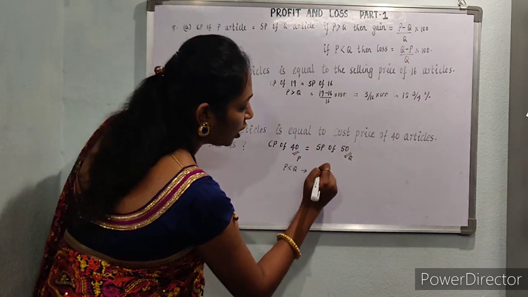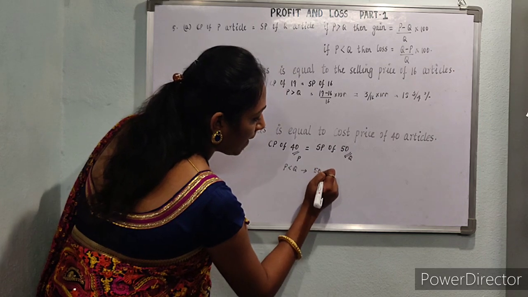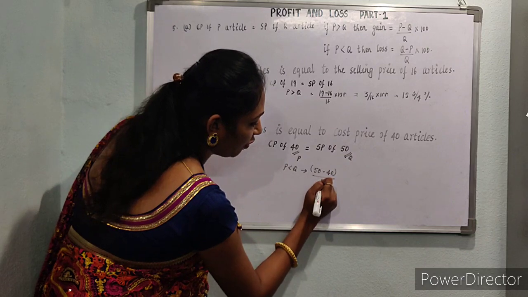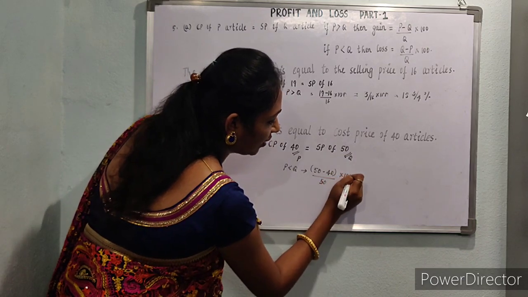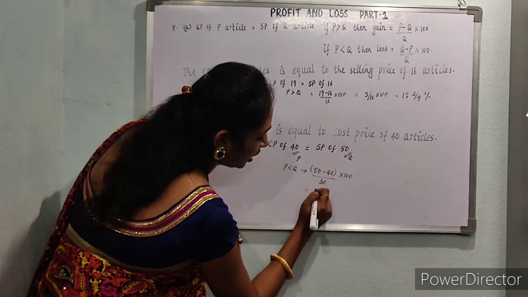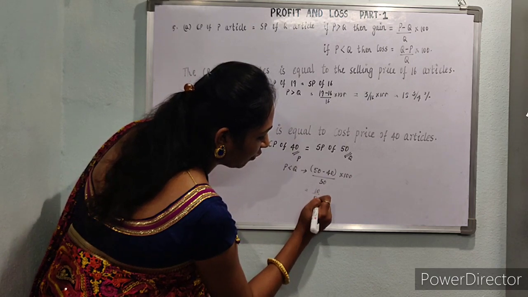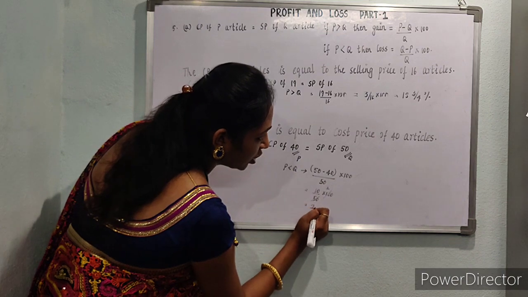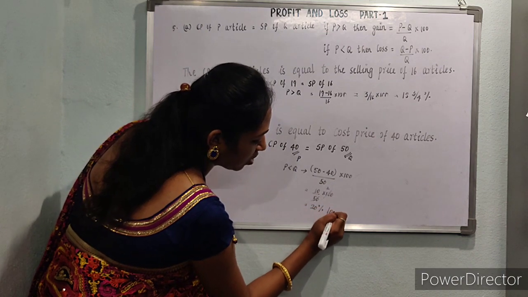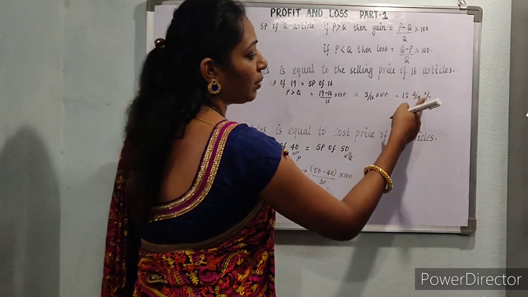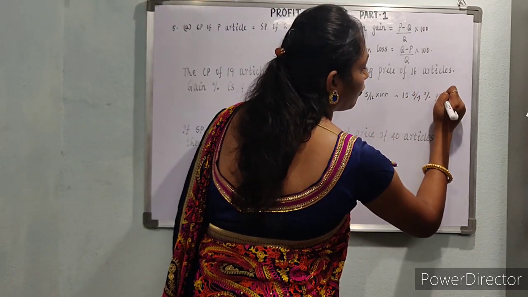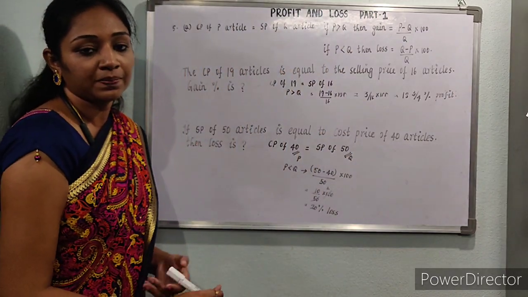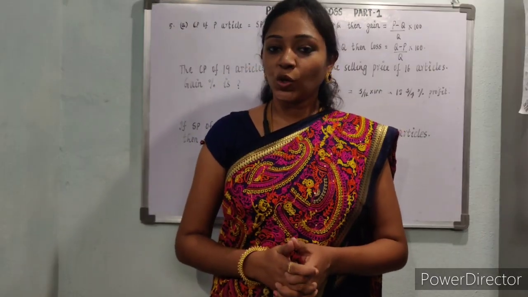So the formula is Q minus P divided by Q. What is the value of Q? Q is 50, so 50 minus 40 divided by 50 into 100. So we'll have 50 minus 40 is 10, divided by 50 into 100. So you can cancel it 2 times. So we'll have 20 percent loss. And here it is 18 3/4 percent profit. It's a very easy problem. So with this, the part 1 video is completed.